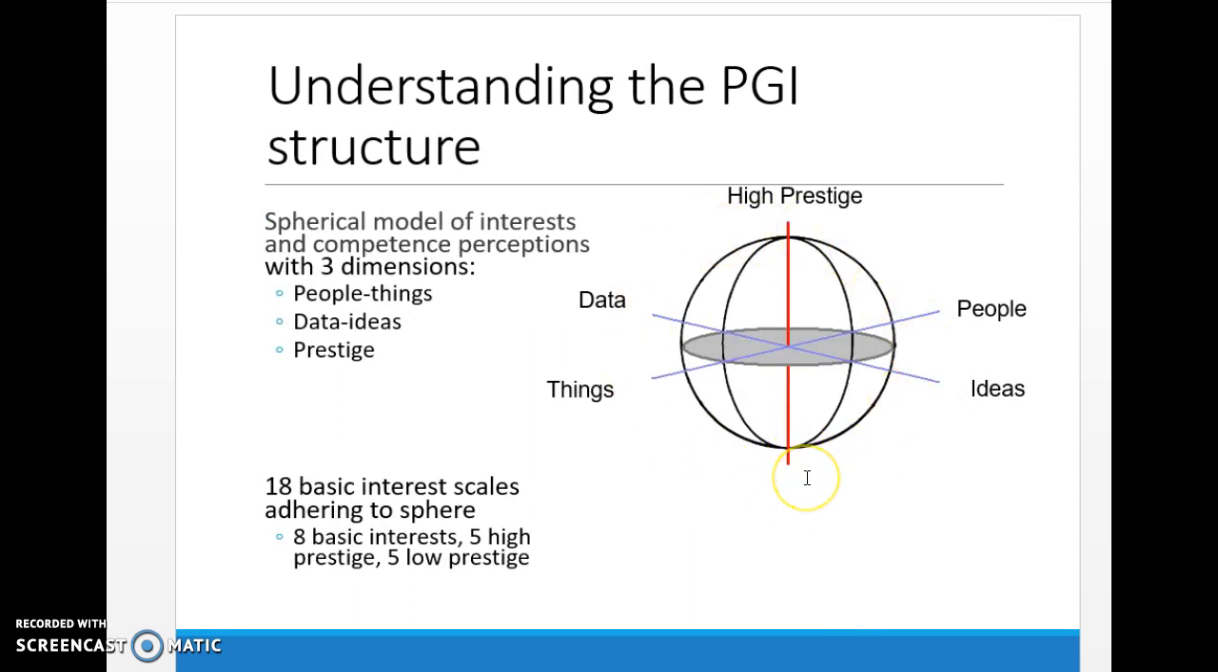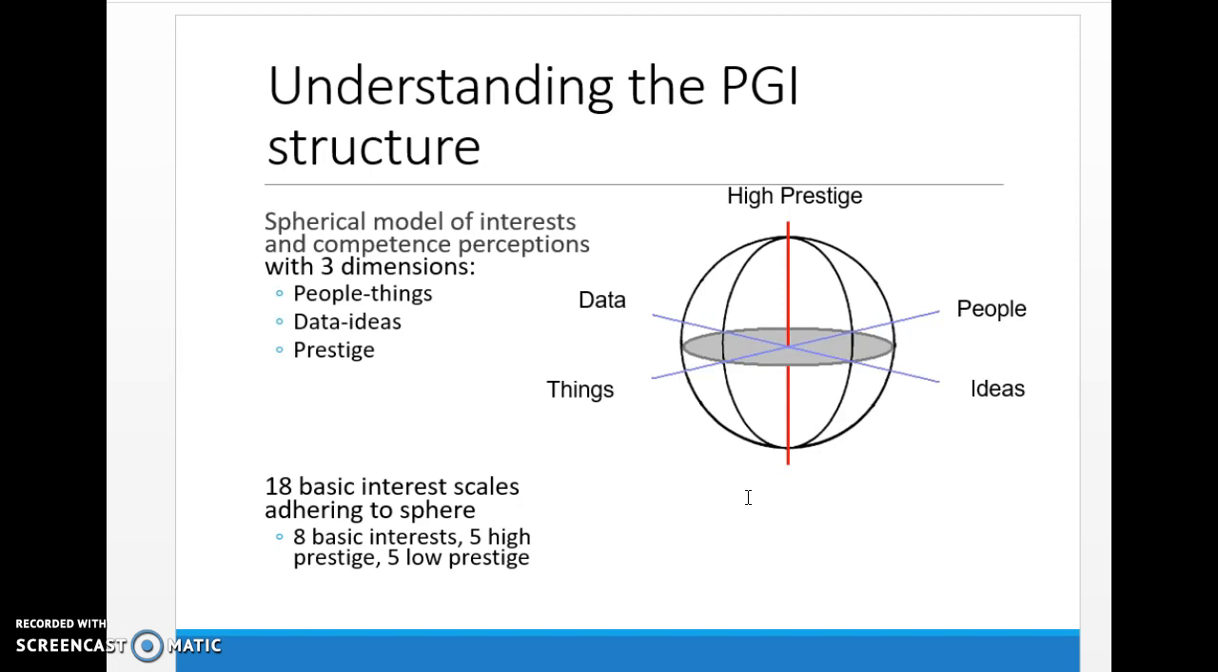So that's why it's called the Personal Globe Inventory. So this circle would be kind of like Holland's circle and Prediger's circle that has these 2 axes, and that's sort of like at the equator of this globe. And then you imagine this going up for high prestige and down for low prestige.